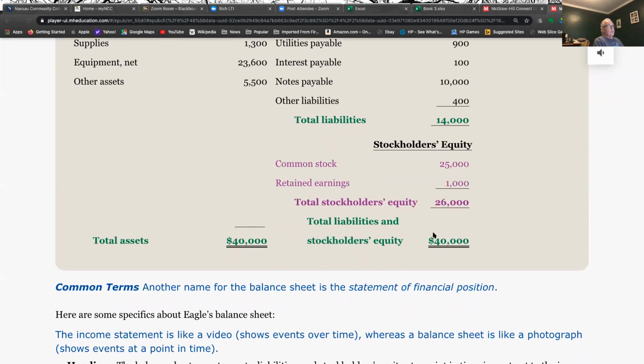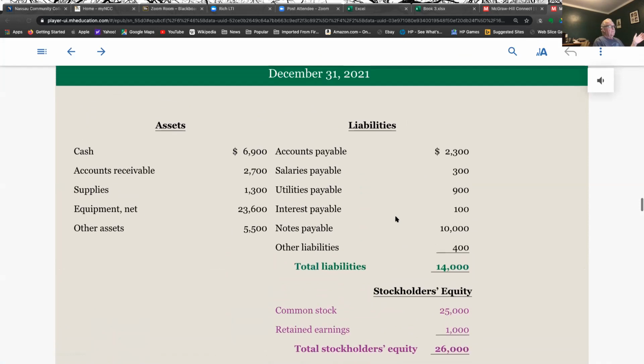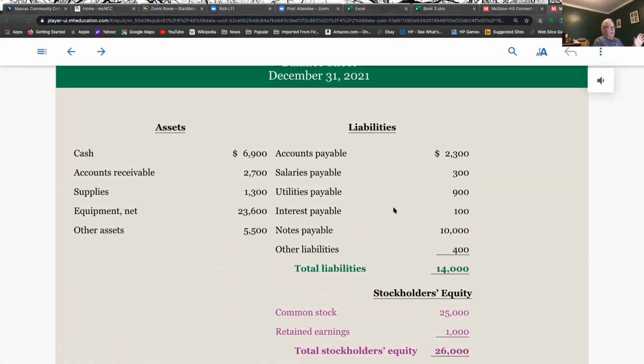So 14 plus 26 is 40. So the total of the liabilities and the stockholders' equity is $40,000. Now that tells me that the total of the assets has to also be $40,000, right? Because we saw last time that there's something called the accounting equation that says assets equal liabilities plus stockholders' equity. So 40,000 equals 14 plus 26, which is 40,000. So anything that you have on your list that's left would be an asset. And here are some examples of the assets: cash, accounts receivable, supplies, equipment, other.